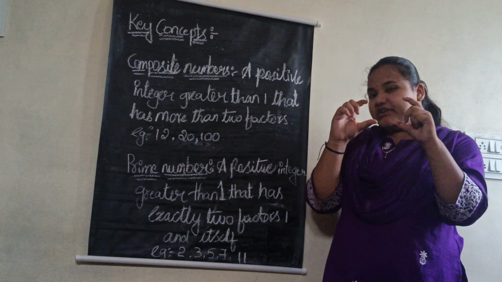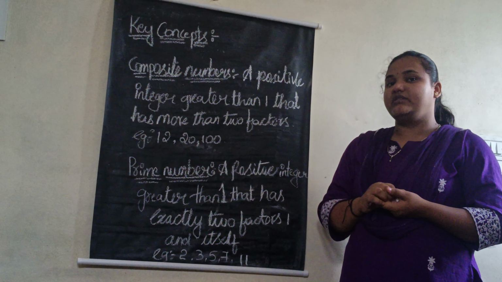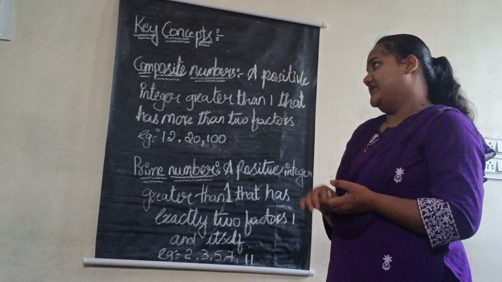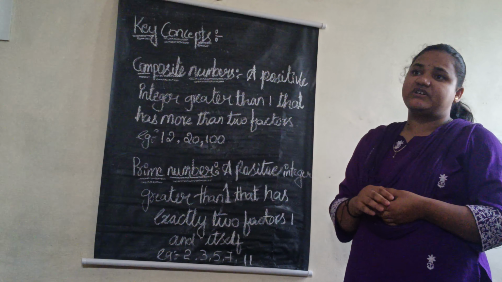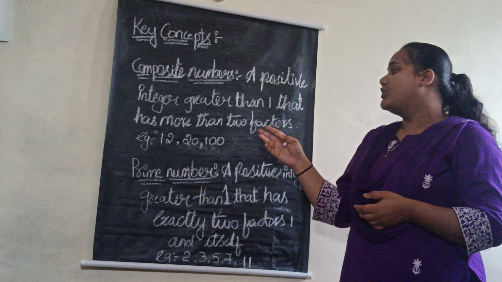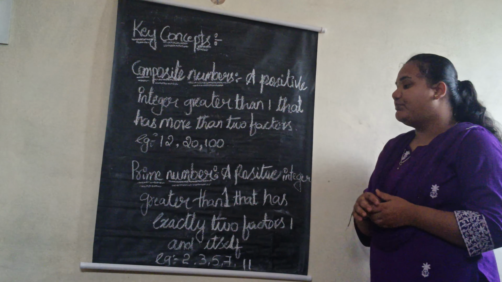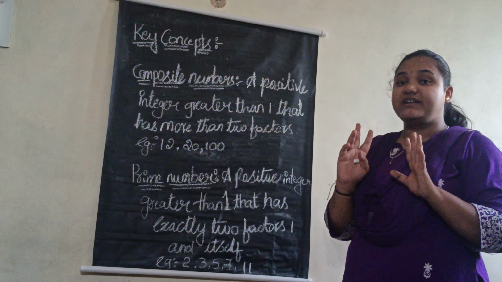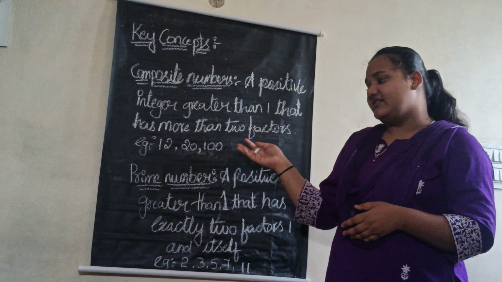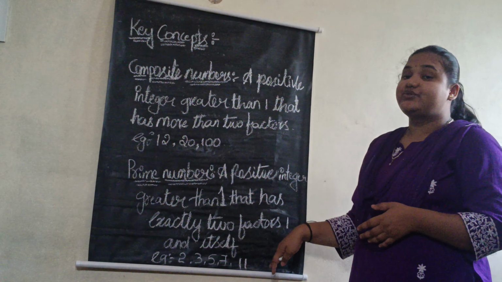Now we will discuss a key concept which we have already discussed in previous episodes. If anybody has not seen it, please go and check it there. Key concept: composite numbers and prime numbers. In general, a composite number is a positive integer greater than 1 that has more than 2 factors. A prime number is a positive integer greater than 1 that has exactly 2 factors, 1 and itself. Examples of composite numbers are 12, 20, 100 and so on. Prime numbers are 2, 3, 5, 7, 11 and so on.